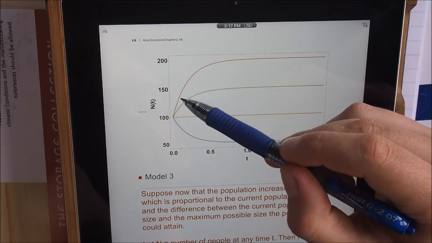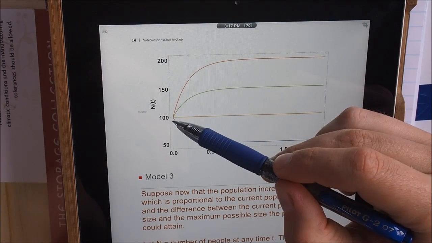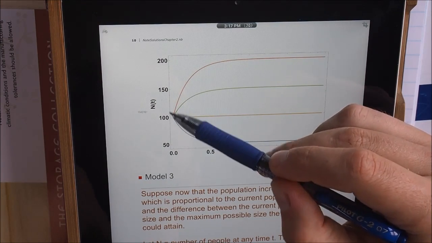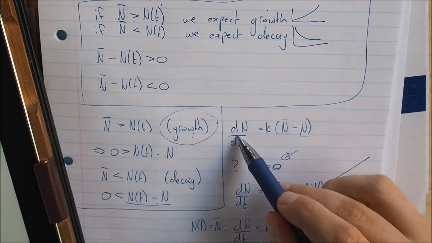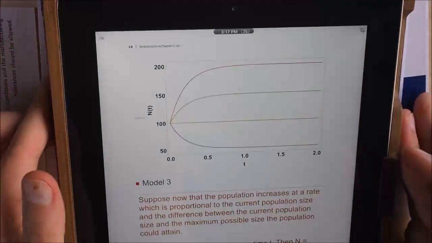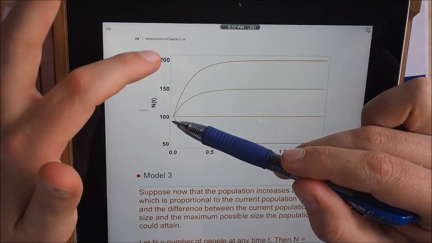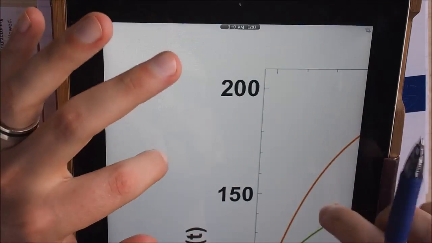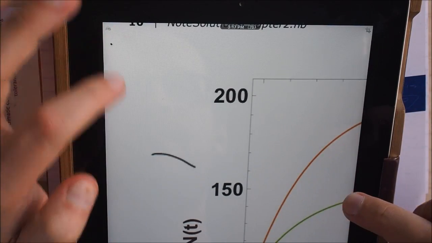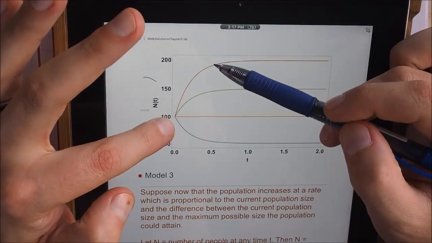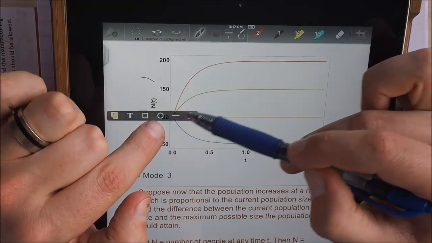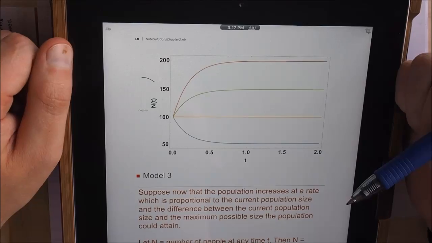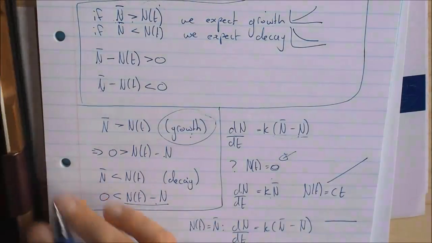Because of the model, the rate at which it changes, dn/dt on the left hand side over here, is proportional to this difference. So the bigger the difference is, the faster it'll grow, and that's exactly what we're seeing here. 100 to 200 is a big difference, so the rate's faster. 100 to 150 isn't such a big difference, so the rate's slower. That's the gradient in the green line. Okay, let me leave it there.